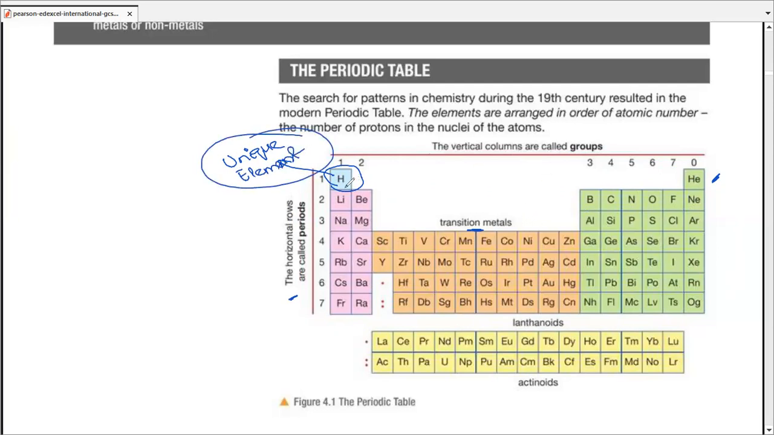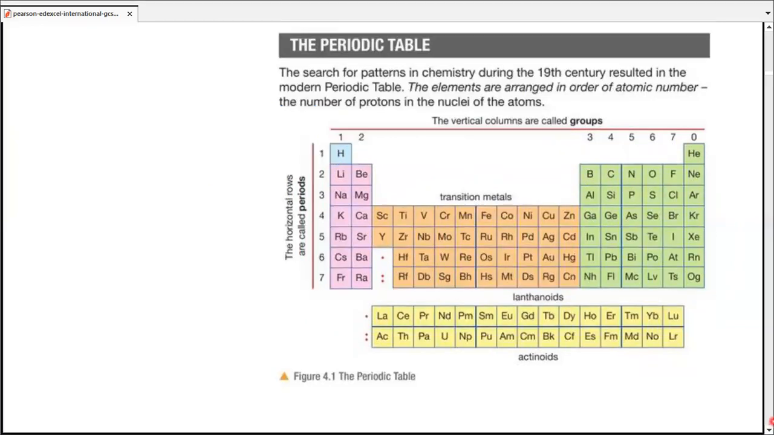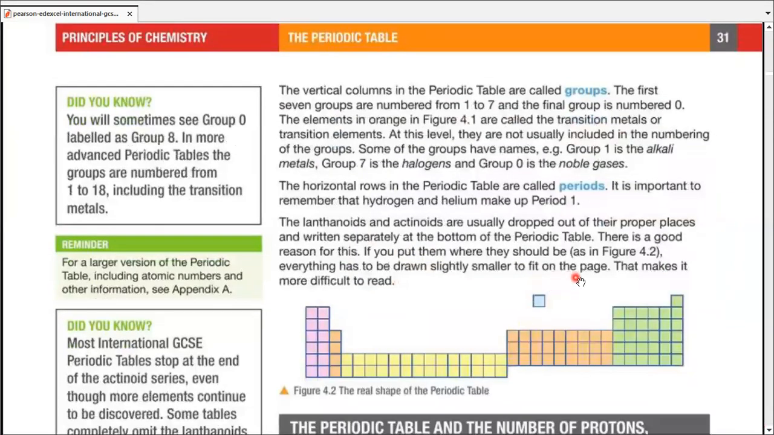Sometimes you won't see this hydrogen over here. Sometimes you will see this hydrogen on top separately from any group, but of course in the same period as helium. H is hydrogen, He is helium. That's about it for the starting introduction of the periodic table. Let's move ahead. We'll come with more detail as soon as we move further.